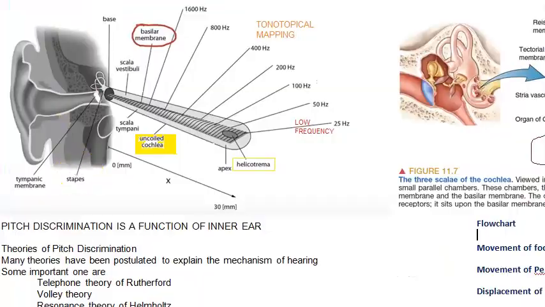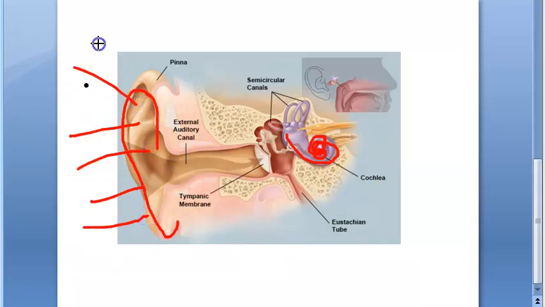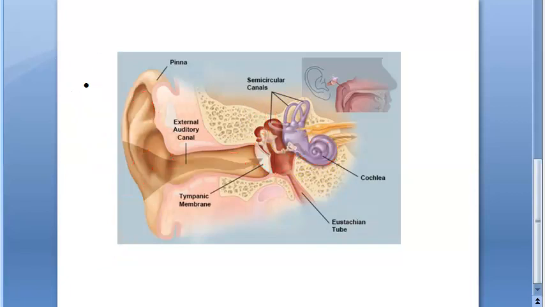Basically, the pinna helps receive the sound waves, and it will help concentrate these waves. Via the external auditory canal, they hit the tympanic membrane. Then you have the malleus, incus and stapes, three ossicles here. The footplate of the stapes is actually over the oval window. So how is this cochlea, if you expand it?